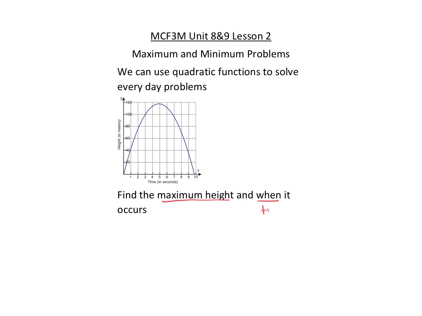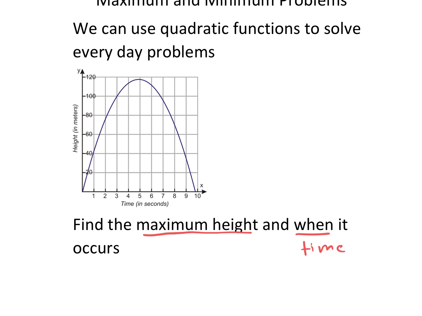So that would be the time it occurs. So we have a graph here, which is measuring the height of an object in time in seconds. We have time on the x-axis and we have height on the y-axis. So the maximum height is approximately here. So we are able to read off the graph the height, which is 120.